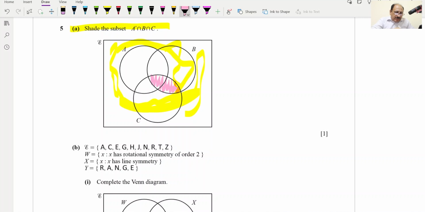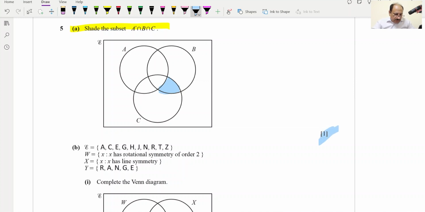So we will be checking which two areas are double shaded. Only this one is double shaded. This will be in both, so our answer will be this. This is done.